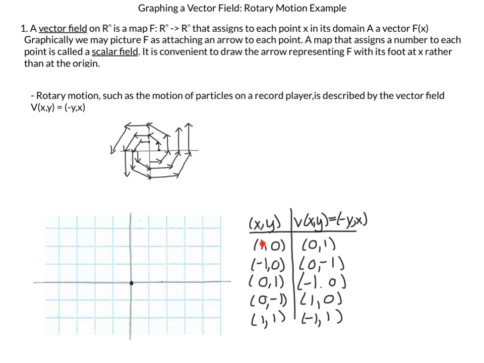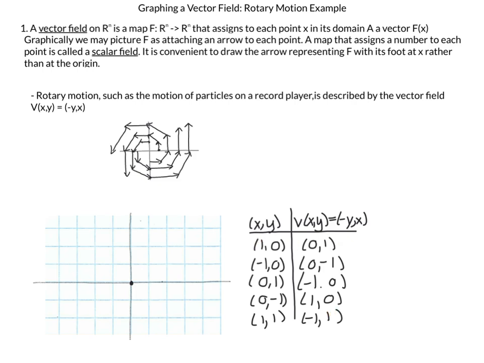And what I get is, for 1, 0, I get the negative value of y, which is just 0, and then x, so 0, 1. For negative 1, 0, I get the negative value of y, which is just 0, and then x, which is negative 1. For 0, 1, I take the negative value of y, so I'll get negative 1 and then 0. And then for 0, negative 1, I get the positive 1, because of the positive y, and then the x equals 0. And I also did 1, 1, so let's just throw that in. 1, 1 will give me negative 1, 1.